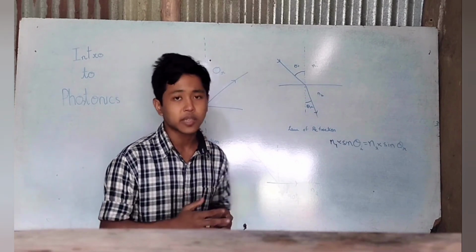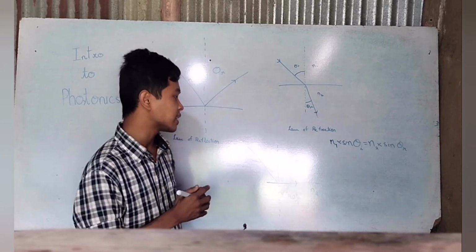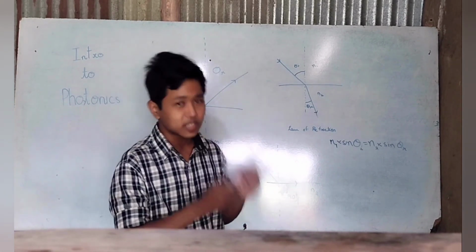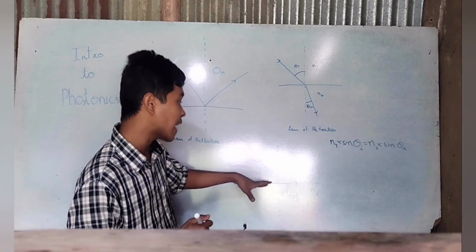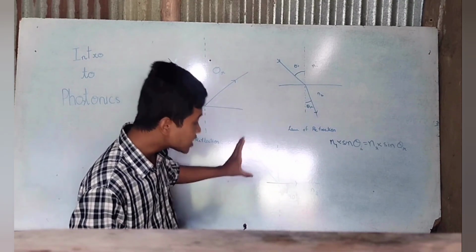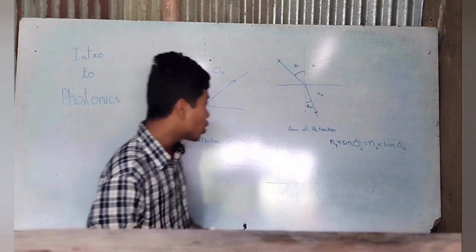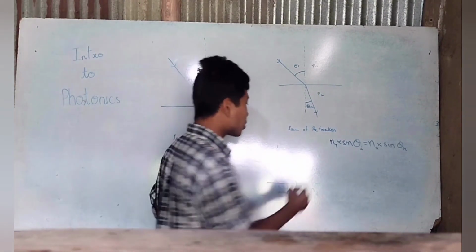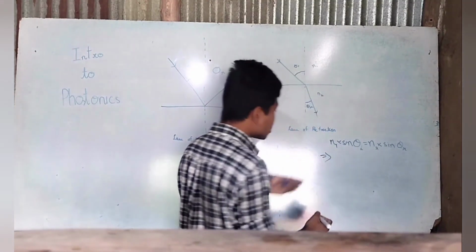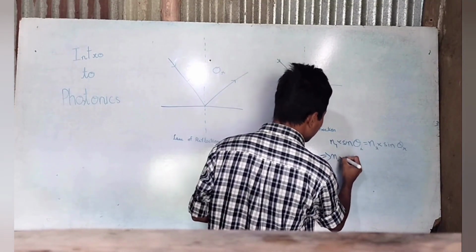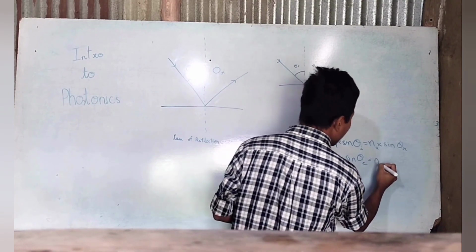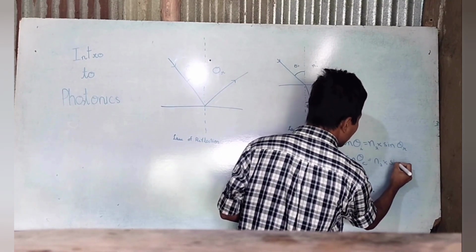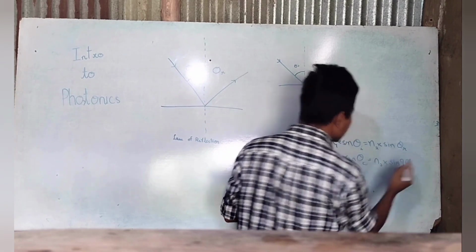So what is the critical angle? The critical angle is the angle of incidence for which the angle of refraction is 90 degrees, given the condition that the light travels from a denser medium to a rarer medium. So using Snell's law, we are going to find the critical angle. We have n1 sine of the critical angle theta c equal to n2 sine of 90 degrees, because the angle of refraction is 90 degrees.